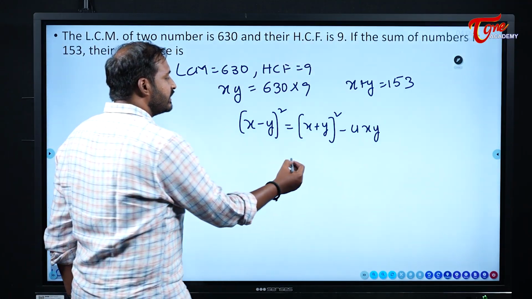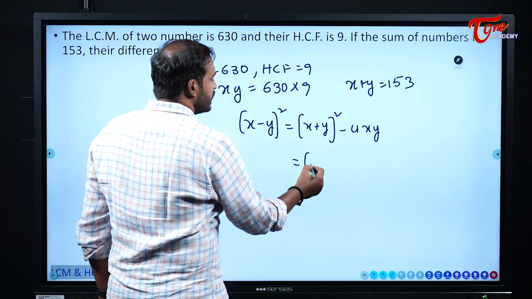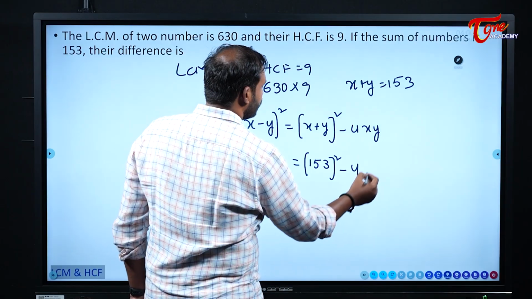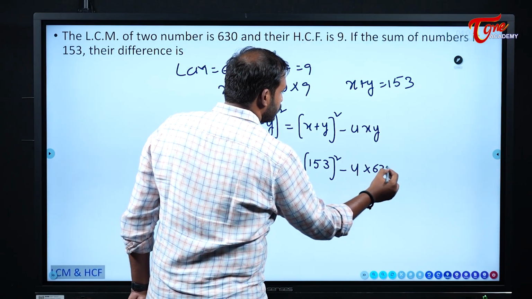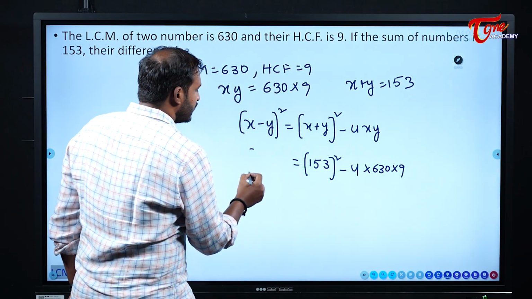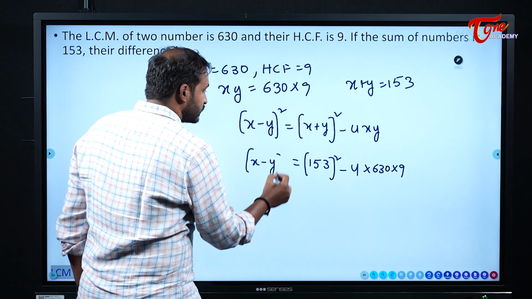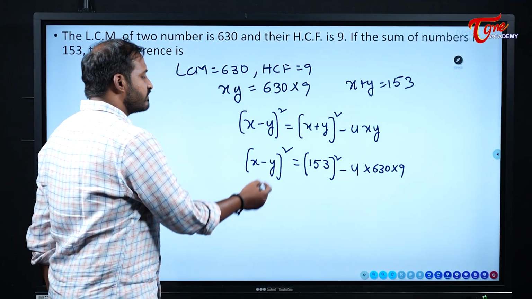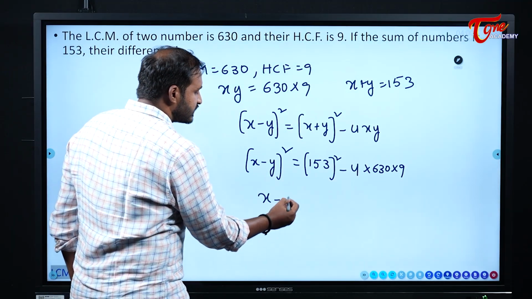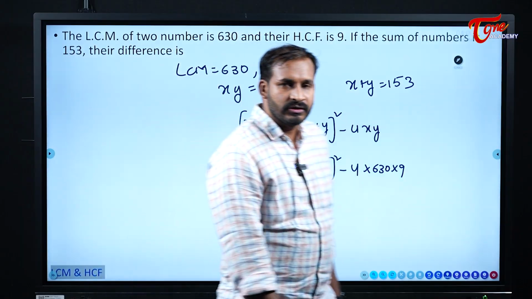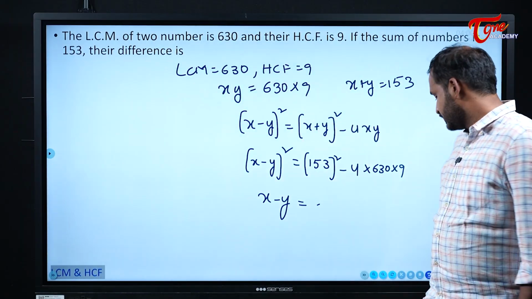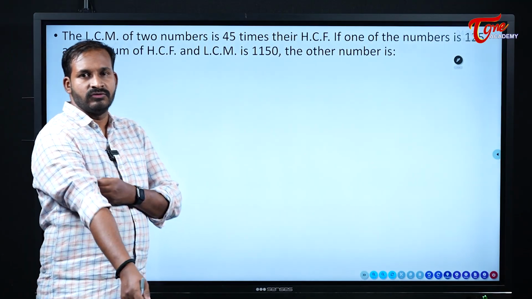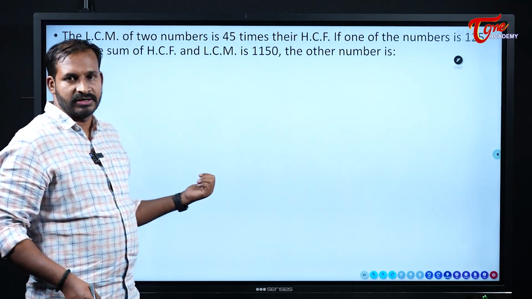So what you will get here? x plus y whole square means 153 whole square minus 4 times of 630 into 9. So you will get x minus y whole square. Solve for x minus y. You get the value of x minus y here, right? Next one. See student, those are small calculations. I don't want to waste your time. So directly, please calculate those things.